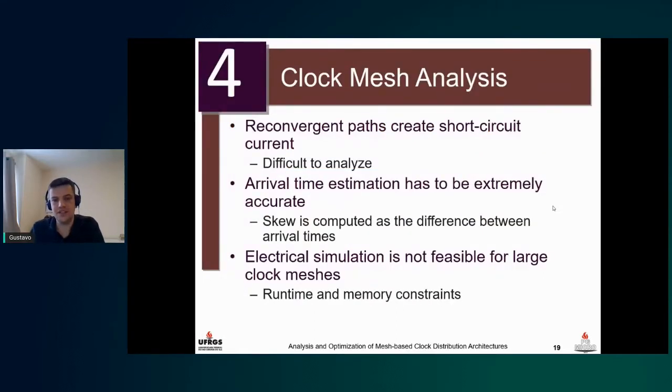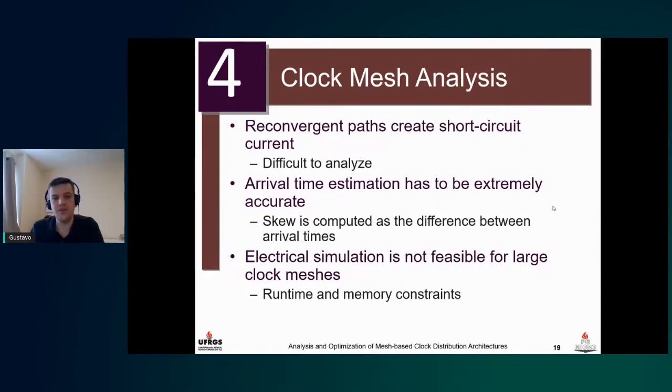So the greatest challenge to analyze clock meshes is that the reconvergent paths that create the short-circuit currents that are the core for the performance benefit that's provided by the mesh is hard to simulate. Basically, they create an electrical equation that is hard for the electrical simulators to simulate, and also to model the whole clock network requires a huge number of elements.